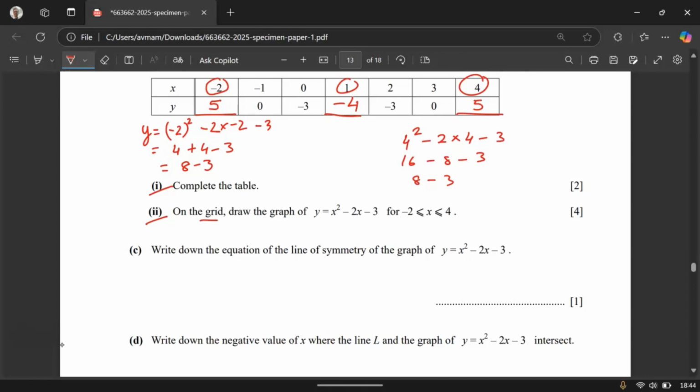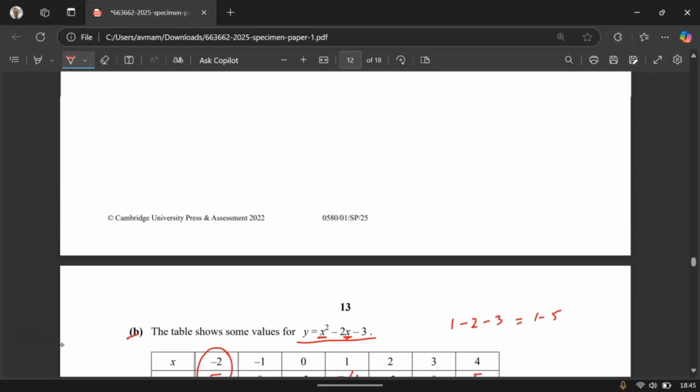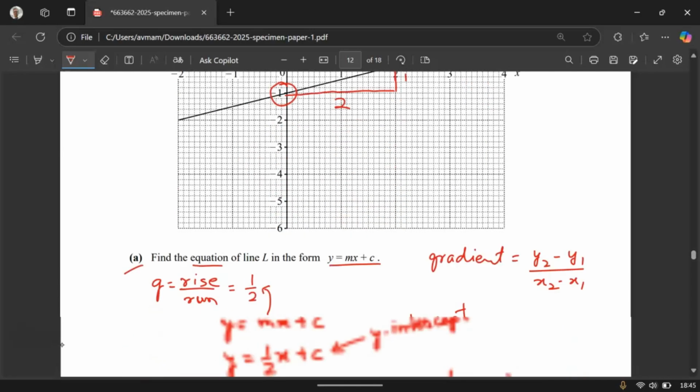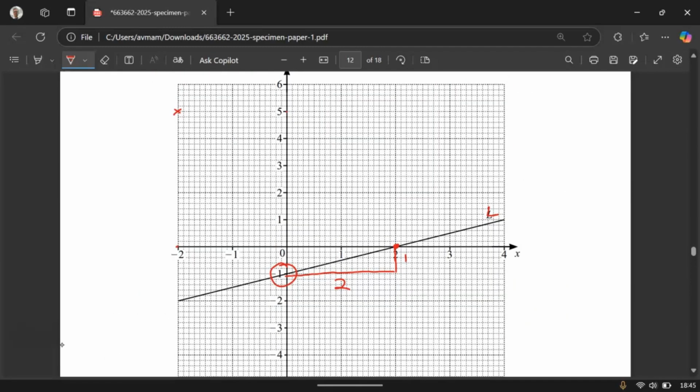On the grid, draw the graph of y is equal to x squared minus 2x minus 3 for x values from minus 2 to 4, which is already given in the table. All we need to do is plot these points on the grid. The first one is minus 2 and 5. Minus 2 on the x-axis, 5 on the y-axis. So here we have minus 2, 5. The next one is minus 1, 0. Minus 1, 0 lies over here.